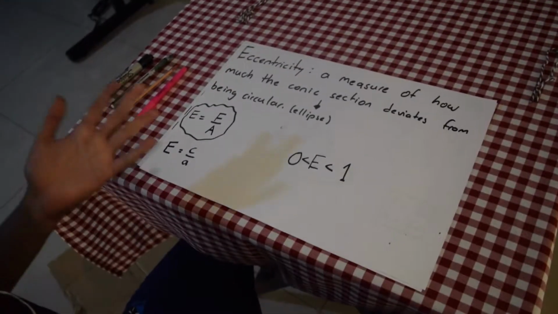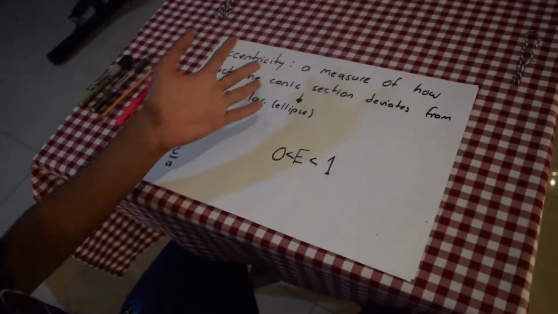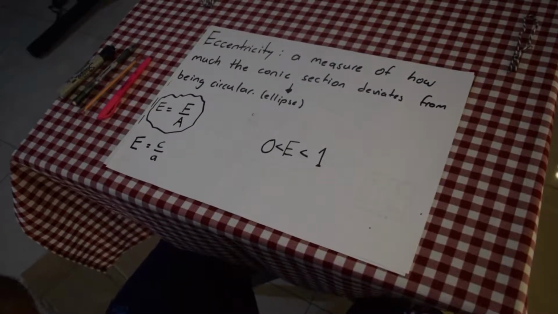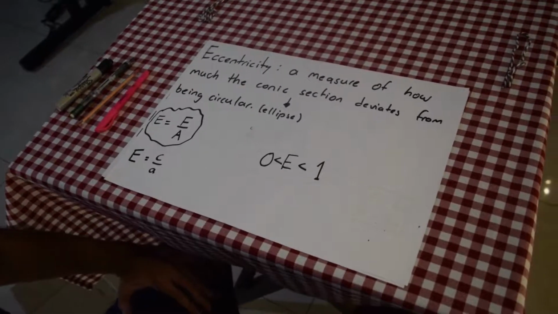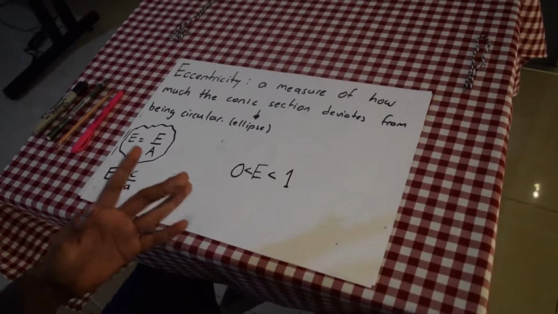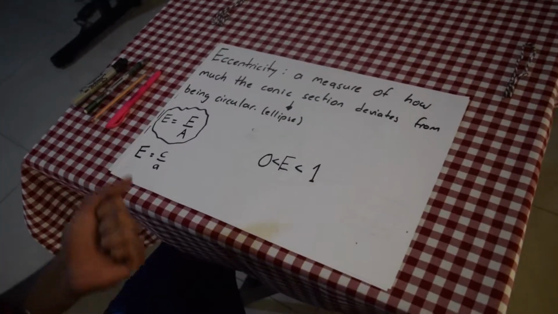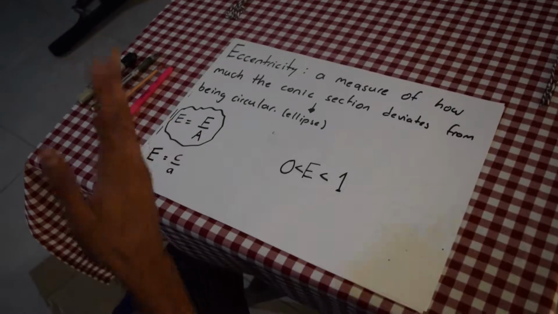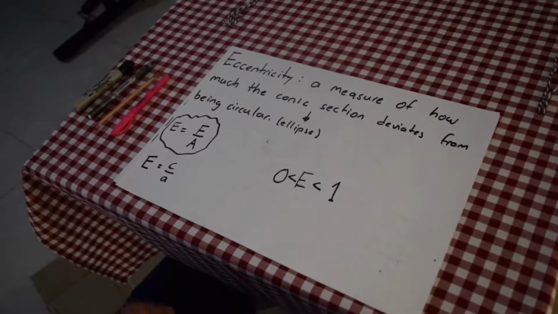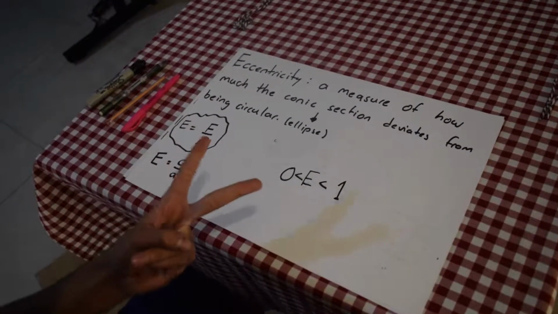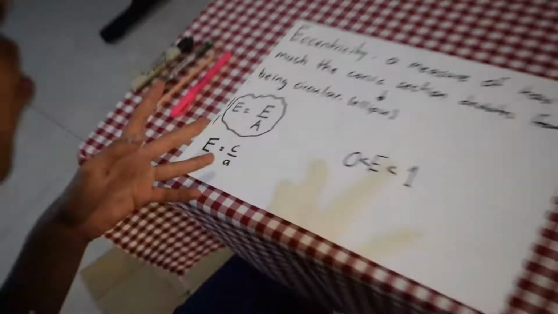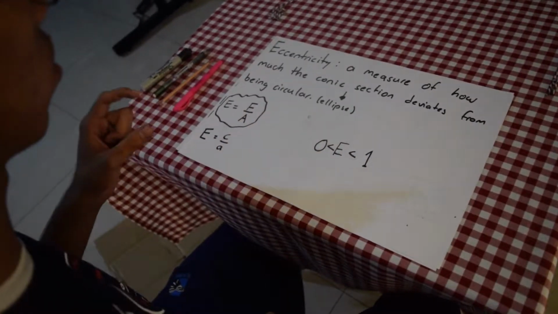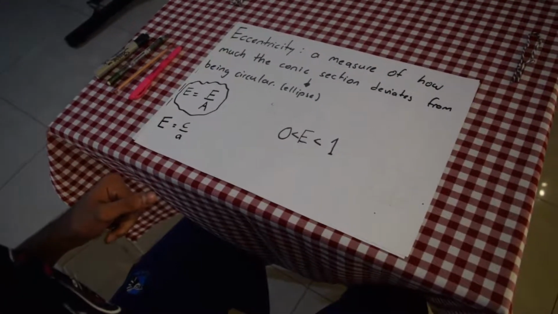Okay, so today we are going to be learning about eccentricity and how it relates to ellipses. So, what is the definition of eccentricity? Eccentricity is a measure of how much the conic section, which we'll be talking about ellipses, deviates from being circular. There are two formulas for eccentricity, but they are both the same. They're both equal. There's only one difference I will explain a little later.